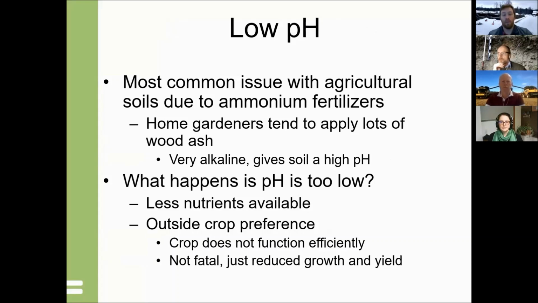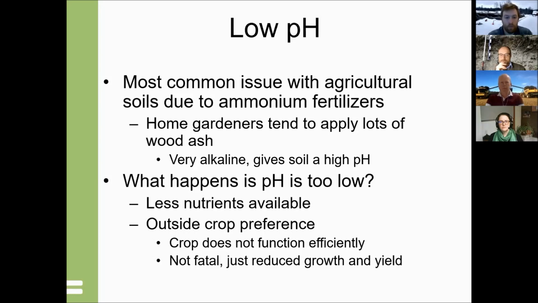So moving on to low pH. In agricultural soils, that is our biggest issue with pH, is that it's too low. I have heard that some people say, well, my home garden is consistently like an 8, 8.5. And I have noticed that home gardeners really like to apply wood ash. And I mean, it is a good source of nutrients, but it's also pretty alkaline. So it can raise that soil pH a lot. And I think a lot of home gardeners don't really worry too much about the rate, so they could be applying a fair bit. So what happens if your pH is too low?